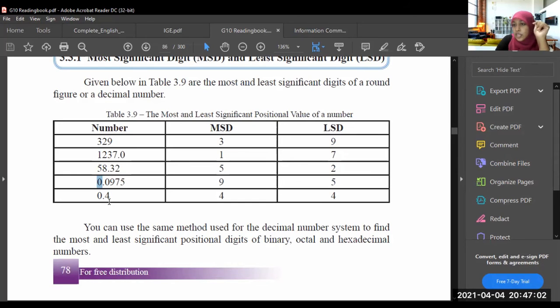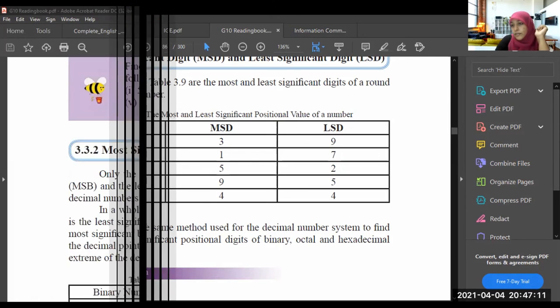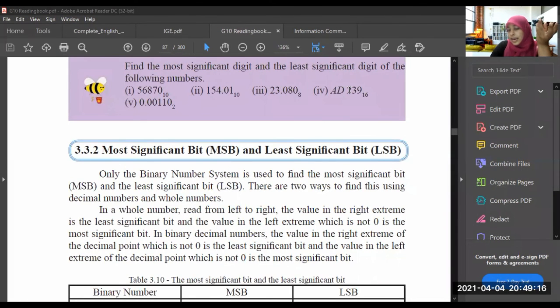Next one, 0.0. The most significant value is 4. Again, the least significant digit is 4. So MSD and LSD are for decimal numbers, and MSB and LSB are for binary numbers. MSB means most significant bit, and LSB means least significant bit.